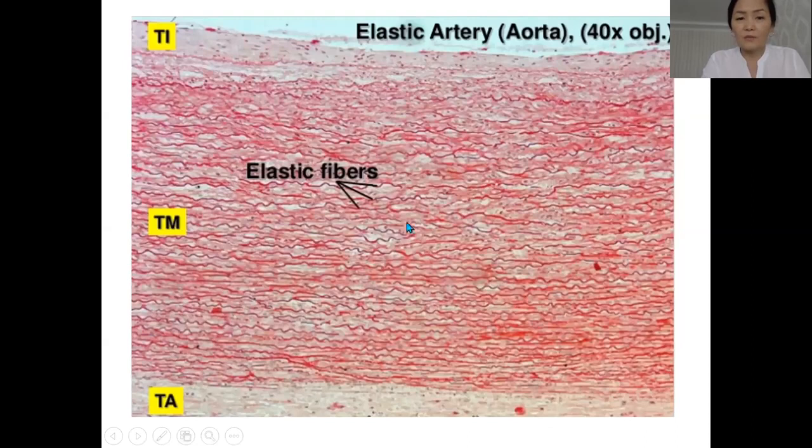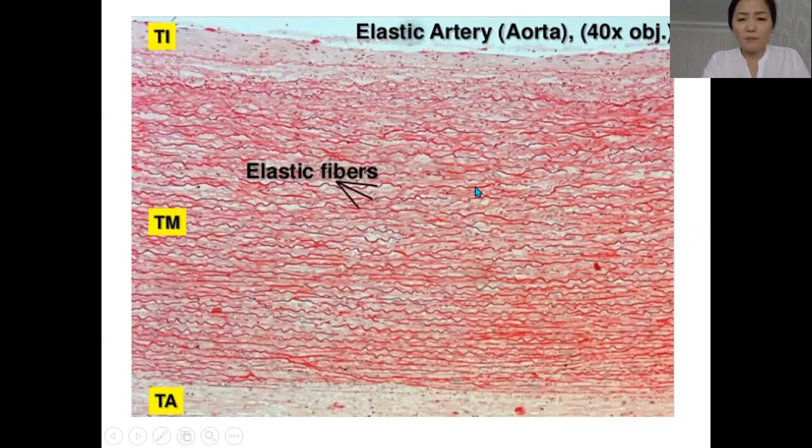This is a section of aorta, a real slide. We can see in this slide a very thin tunica intima, only this part, and all this part is tunica media. The thickest part is the tunica media because it consists of elastic fibers.